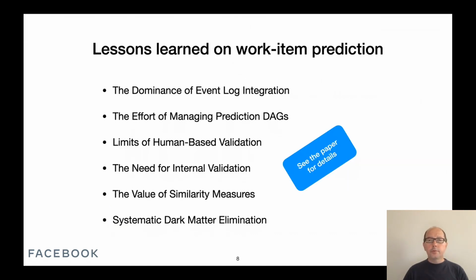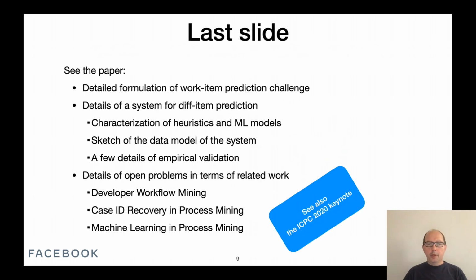Some lessons learned from this work on work item prediction. I will not go into any detail here. The lessons learned basically concern the way we use event logs, and how we have to implement such a system as a non-trivial directed acyclic graph of pipelines. There are issues around validation. I mean, we need to rely a lot on internal validation because it's really hard to get enough human-based validation. This is pretty much all I wanted to say for this intro on work item prediction.